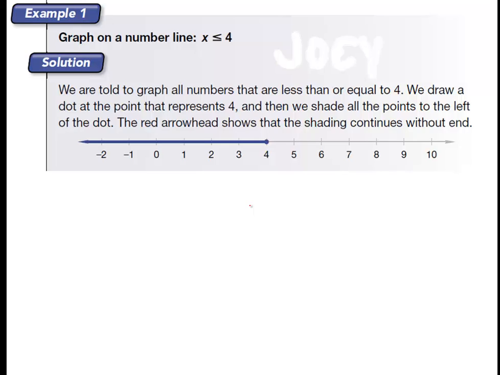If we were to graph on a number line all numbers, so I always want you to think of the variable as saying all numbers, less than or equal to 4, then we do just like in the prior screen. We put on our 4, but this time we're going to go less than, right? That's pretty simple. We're going to go less than 4.